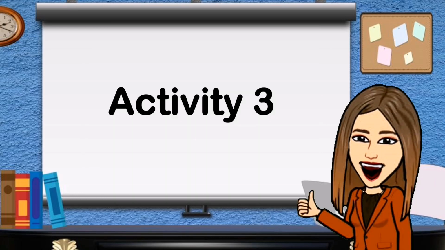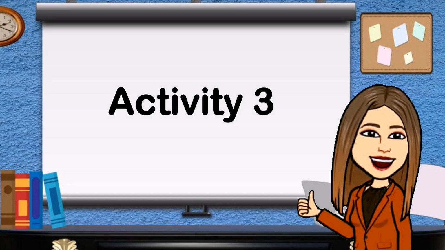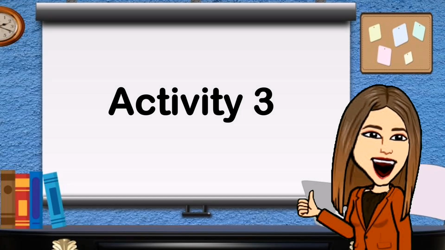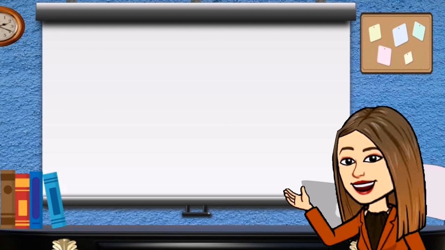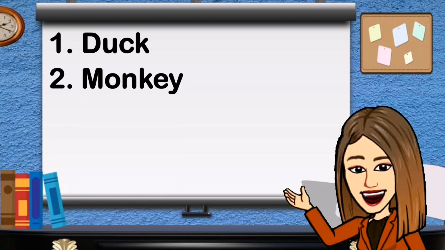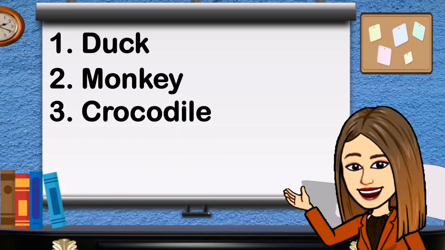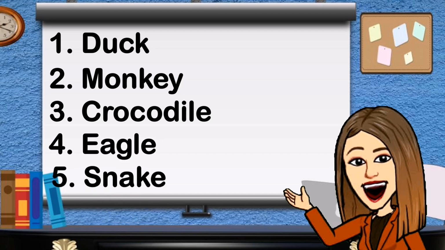Let's solve activity 3. Tell if the following animals are egg-laying or not egg-laying. You only have 20 seconds to do this activity. Number 1, duck. Number 2, monkey. Number 3, crocodile. Number 4, eagle. And number 5, snake. Your time starts now.